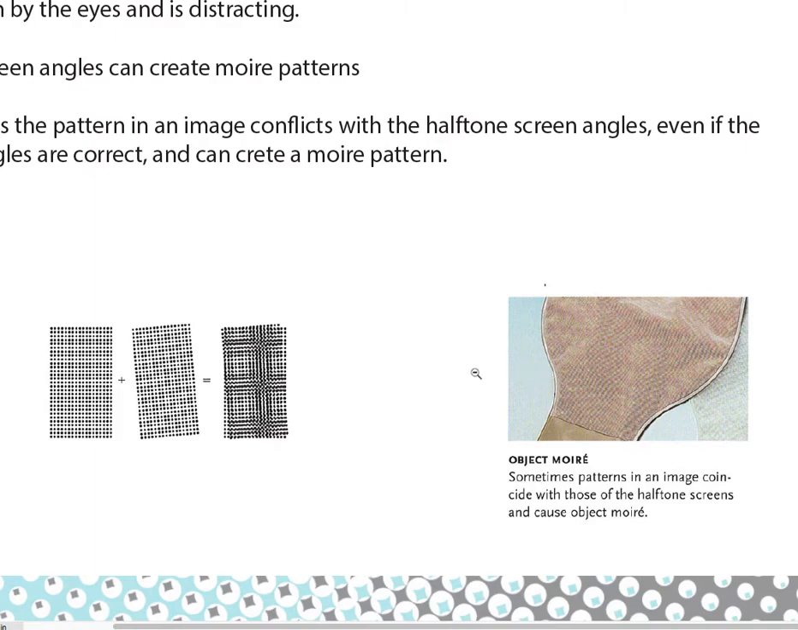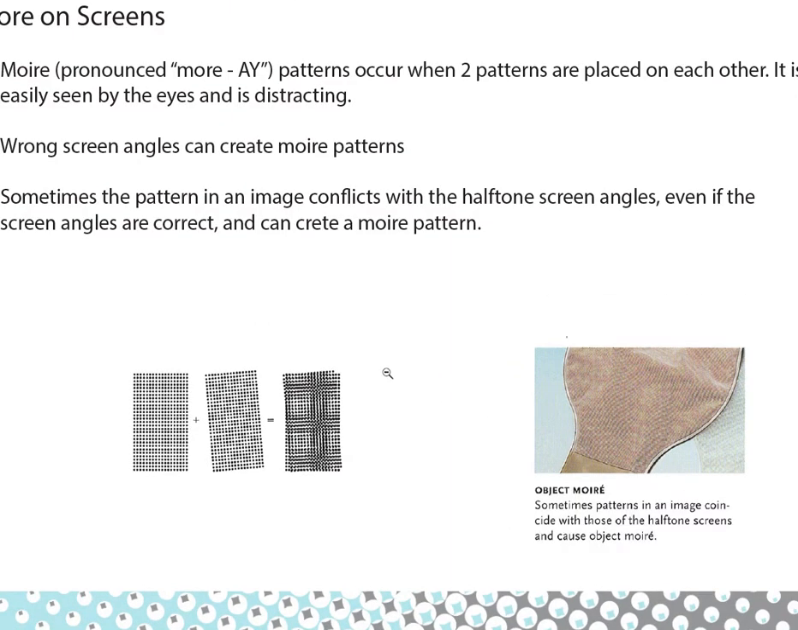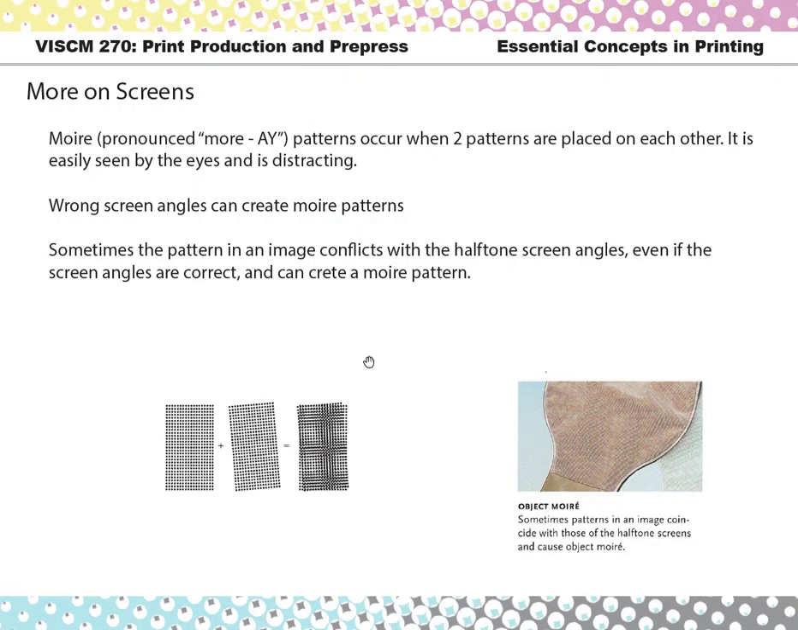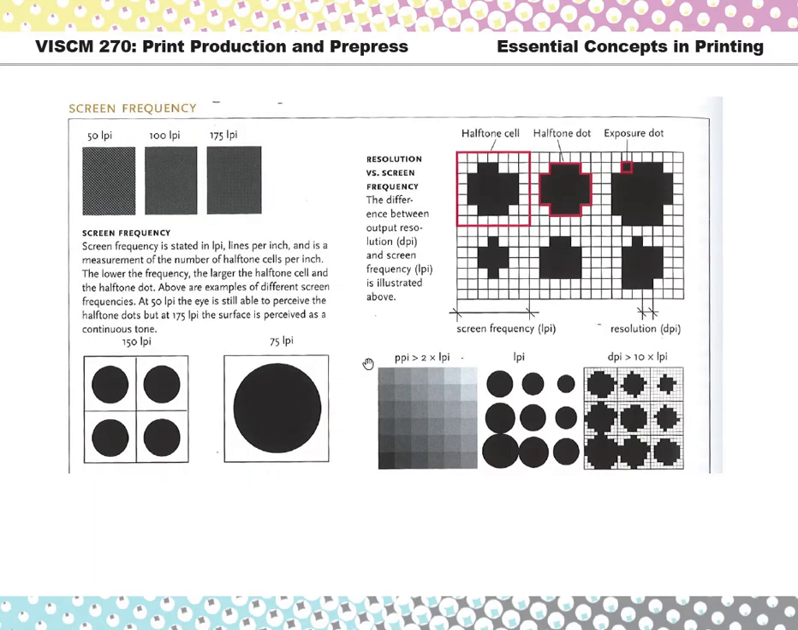Sometimes that's unavoidable, and the press operator or the pre-press would have to go back and remake plates and use a different screen angle settings to try to not get moire patterns showing up there. There's an activity we have on finding moire patterns in the class.